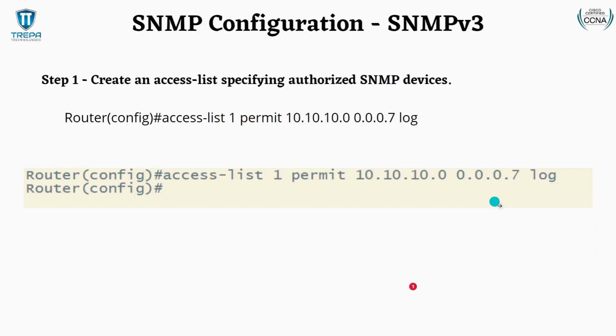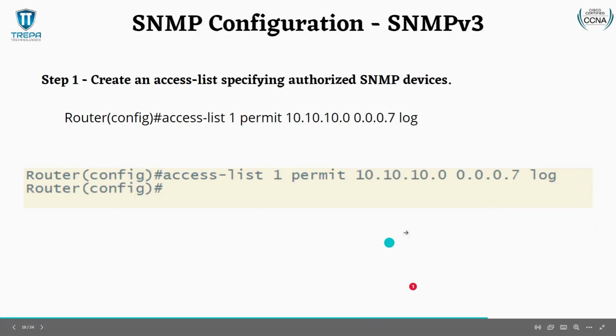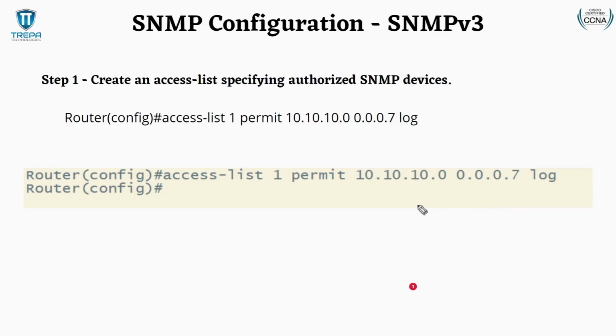Now let's go over version 3. So with version 3, the configuration starts off the same. We can also put an access list on our SNMP version 3 configuration. So we're only going to accept SNMP polling messages from a server that resides in this subnet.